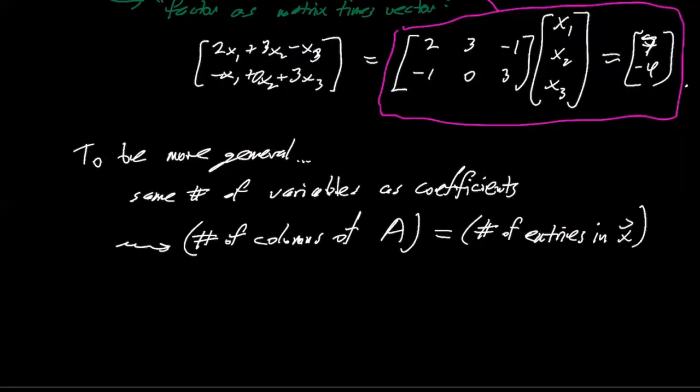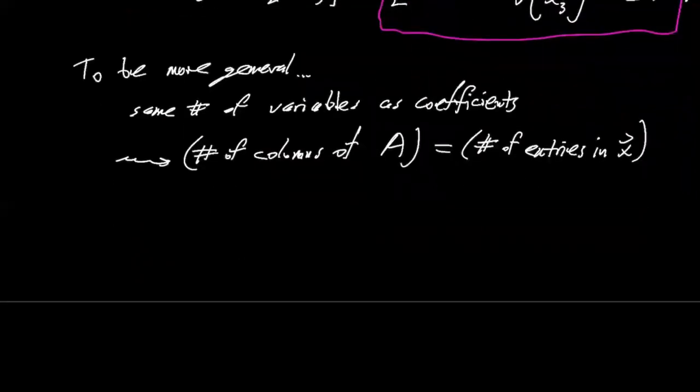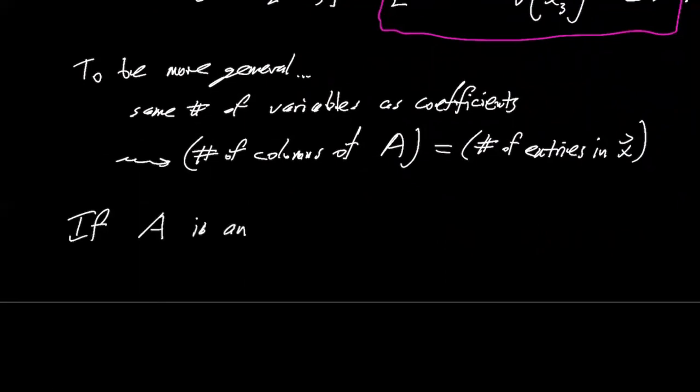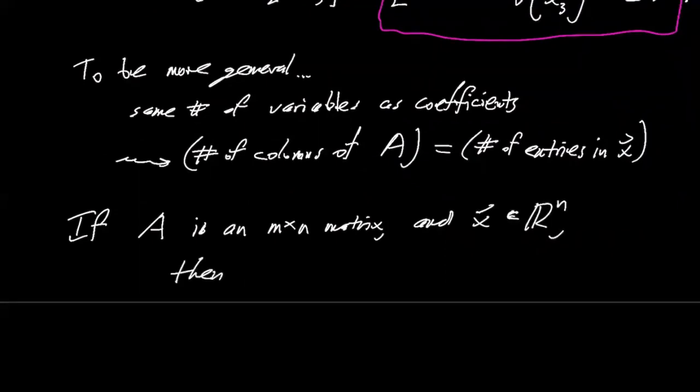In terms of a vector, that's the number of entries in X. Right? So the way we'll say this to be super general is if A is an M by N matrix, something that's going to be annoying the whole time is that we use M for the number of rows, N for the number of columns, and X is in Rn, then we can define A times X.